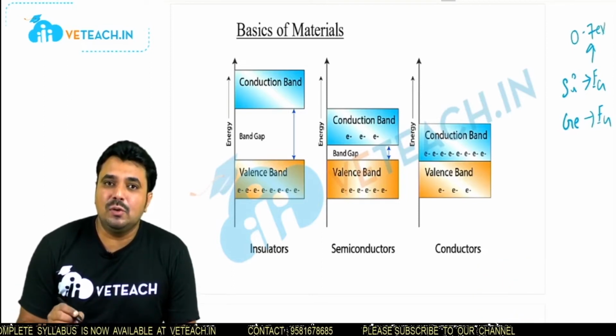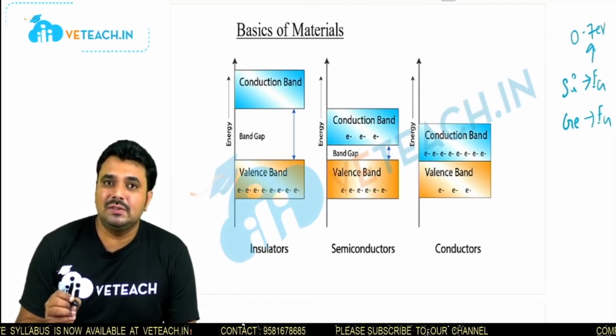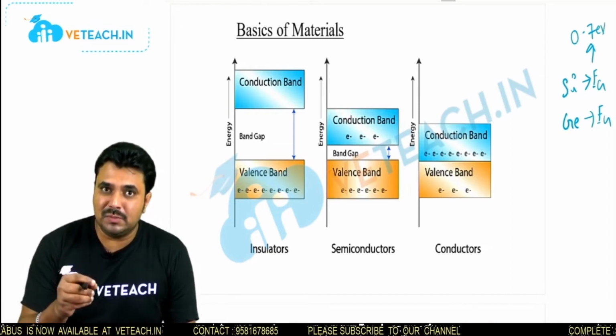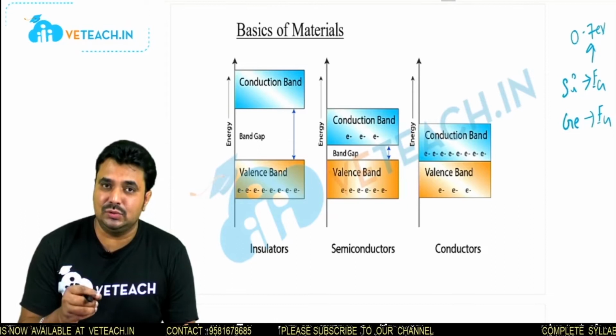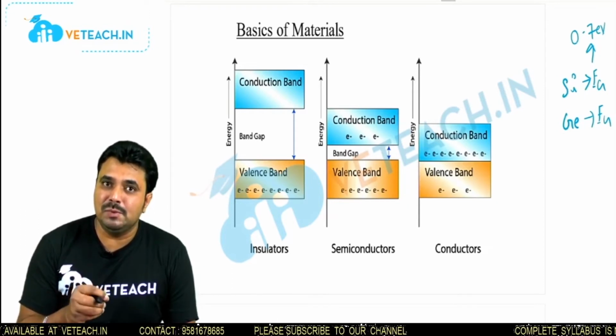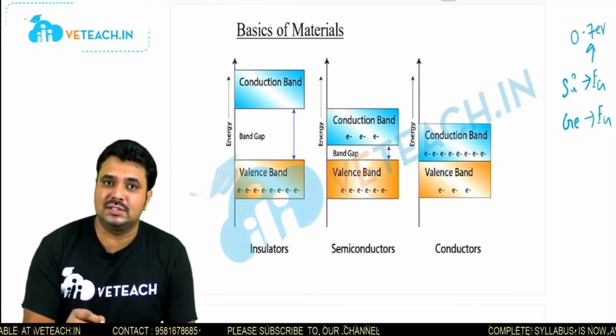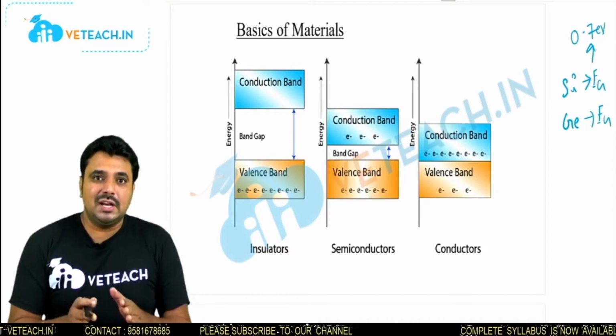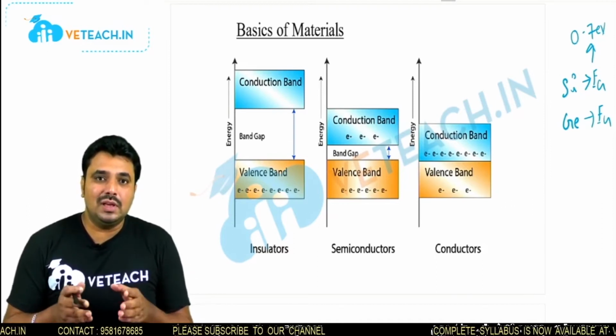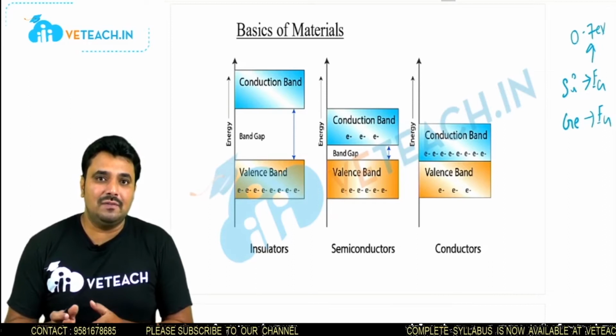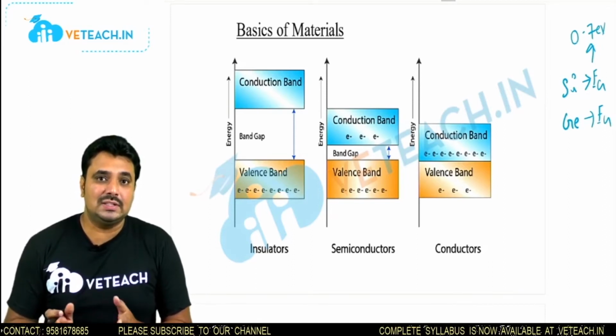What is the meaning of 0.7 eV? It is 0.7 electron volt. If I give that much energy as external energy, then the electron will pass from the valence band to the conduction band. The structure of the semiconductor is there, and we will see how it is used for designing transistors, diodes, and ICs.